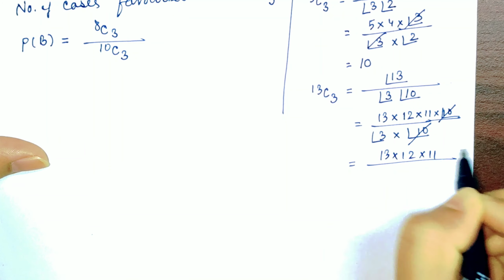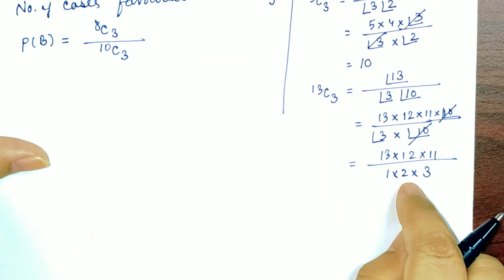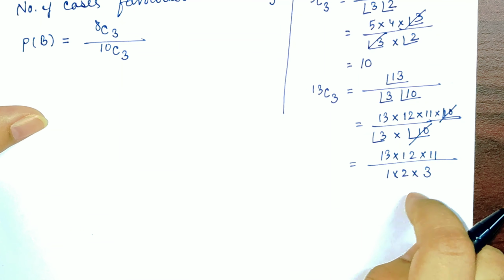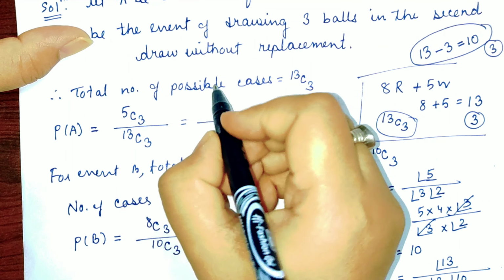13, 12, 11. 3 factorial can be written down as 1 into 2 into 3. Now 2 into 3 equal to 6. 12 divided by 6 equal to 2. 13 into 2 into 11 are the values. Now substitute the values into the formula.